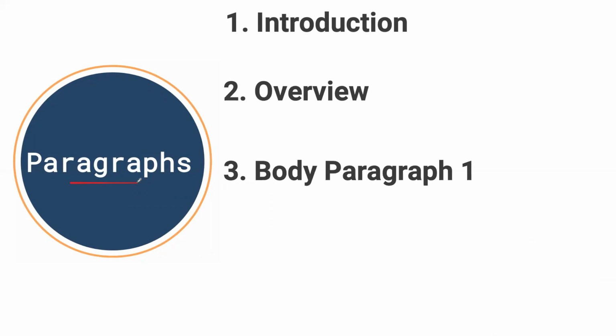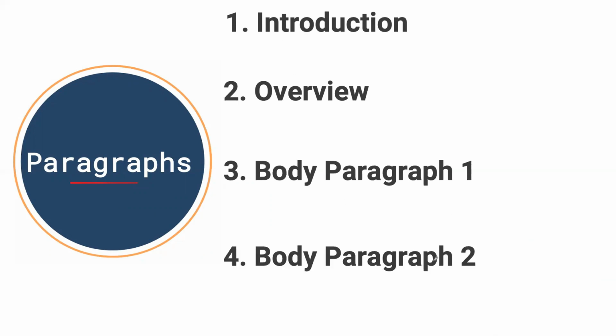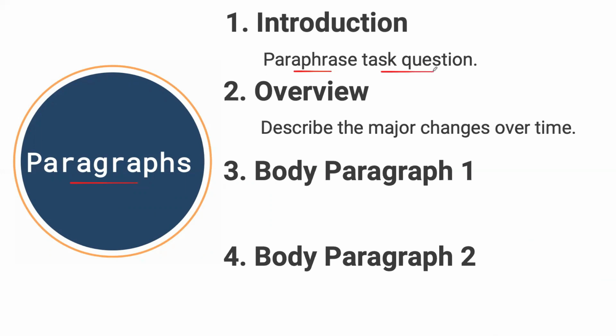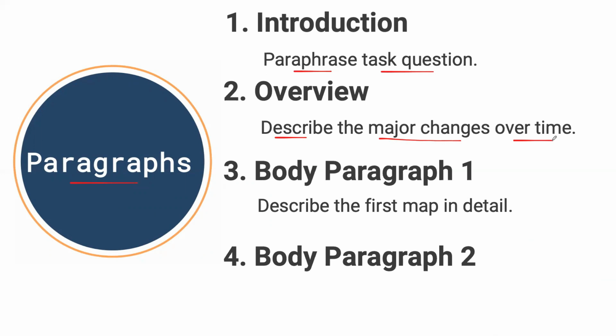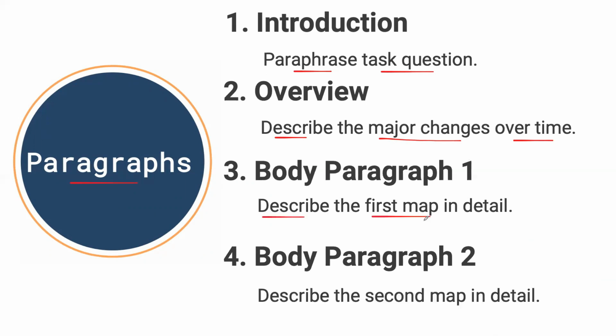This is the outline we're going to use. So we have an introduction, an overview paragraph, a body paragraph 1, and a body paragraph 2. Sticking to this foolproof outline is very helpful. I would suggest you do it. In our introduction, we are going to paraphrase the task question. Then in our overview paragraph, we're going to describe the major changes over time from the maps. And then in our body paragraph 1 and body paragraph 2, we're just going to describe the first map and then the second map in detail.